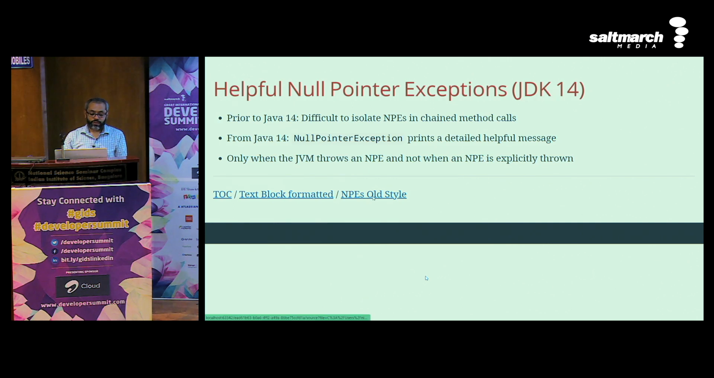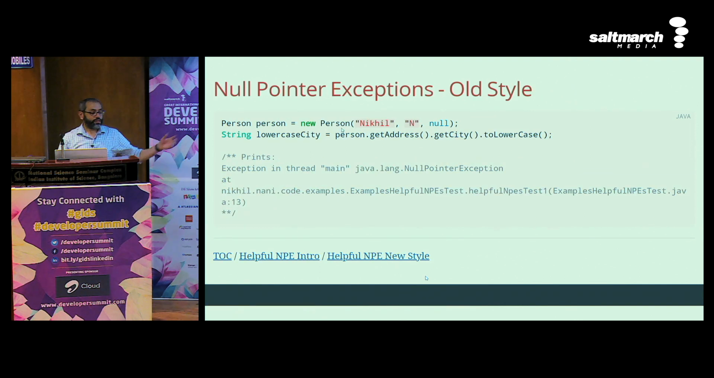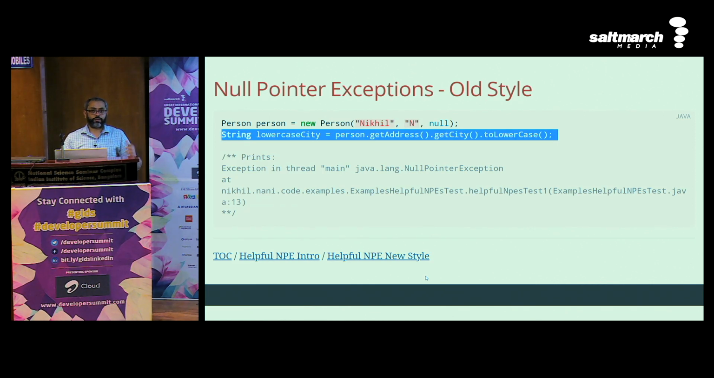So looking at the old style way, it's simple. It's just an object, Nikhil n, and then the next one is address, which is null over here. And you can see here the getAddress, getCity, and toLowerCase calls form the chained method call.